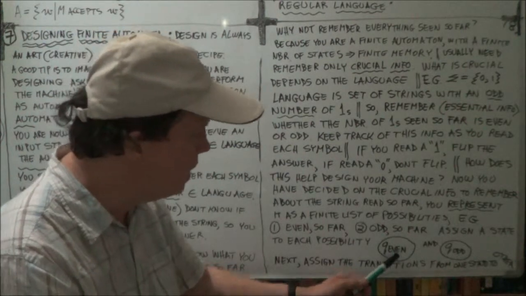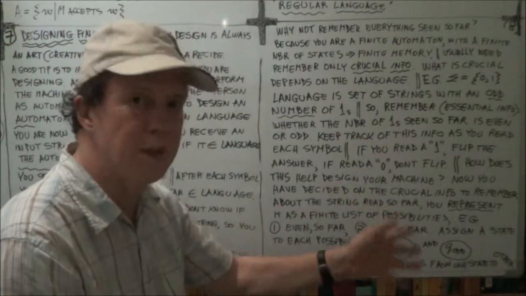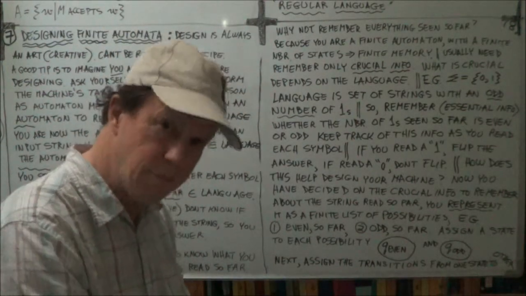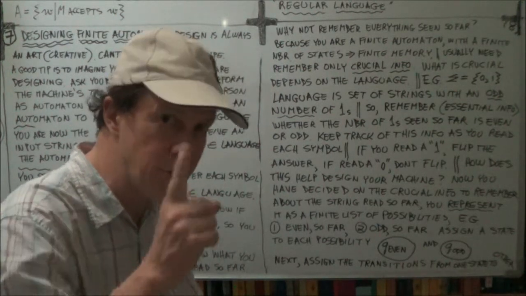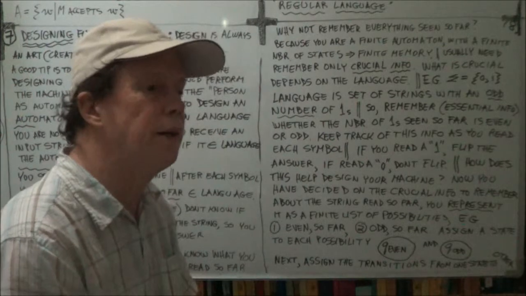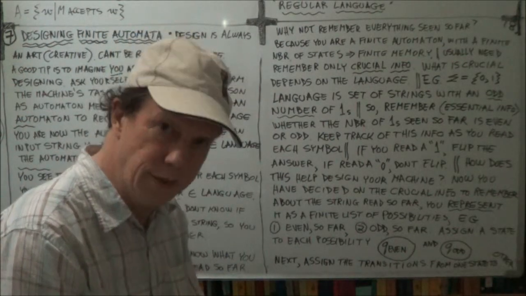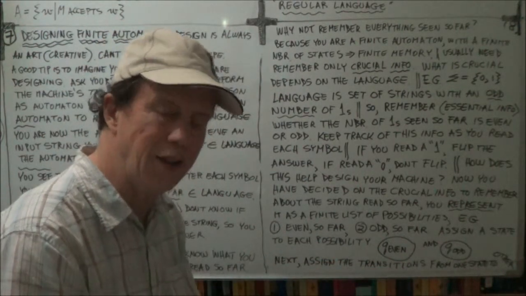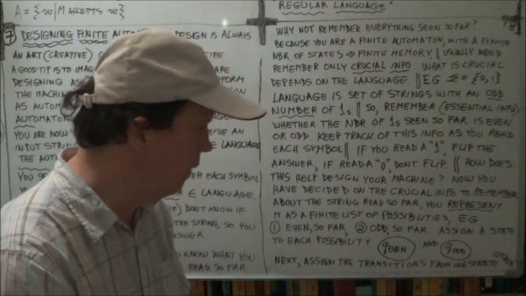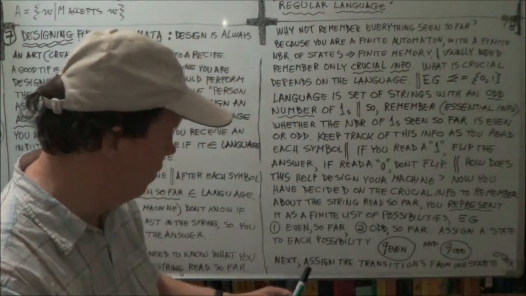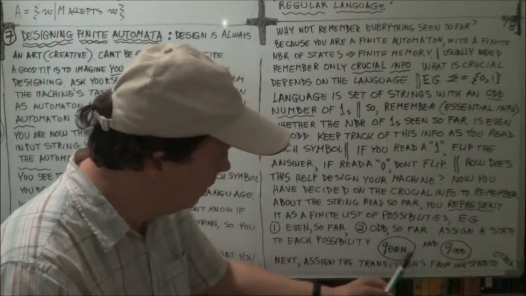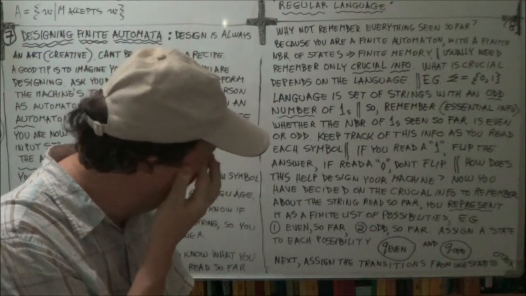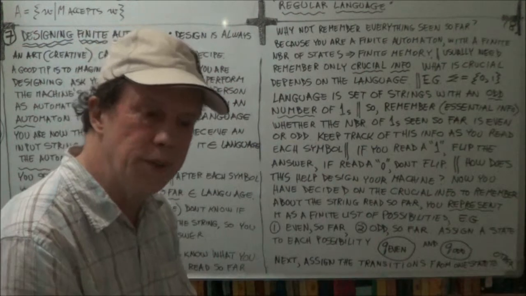So Q even, what does that mean? In this problem, this automaton, Q even would mean that so far, reading through the symbols in the input string, the binary string, we have met an even number of ones. And Q odd would be similar. So far we have met an odd number of ones. Okay? Now I've run out of board, but now you've represented the states of your system, and the next thing will be to think about the transitions.